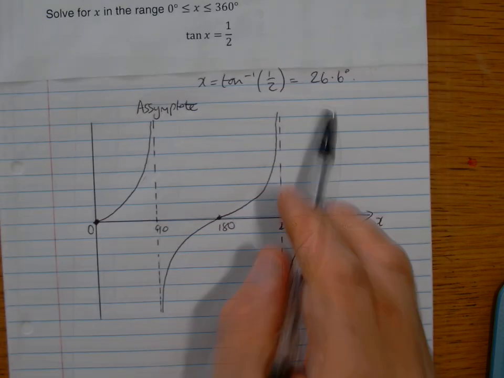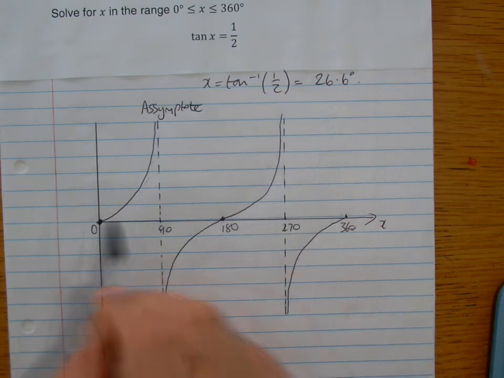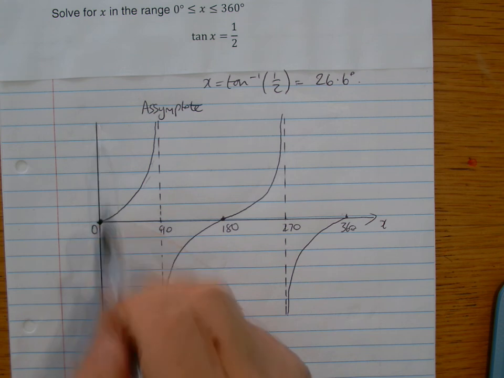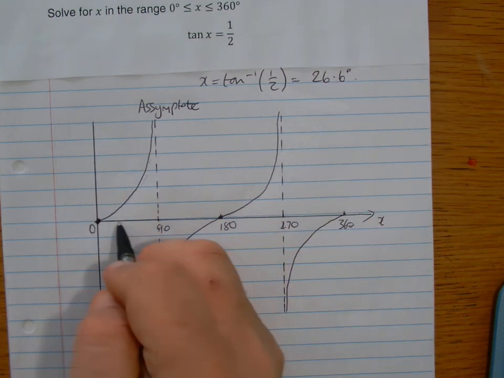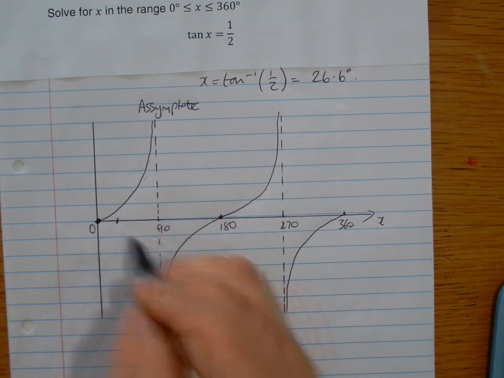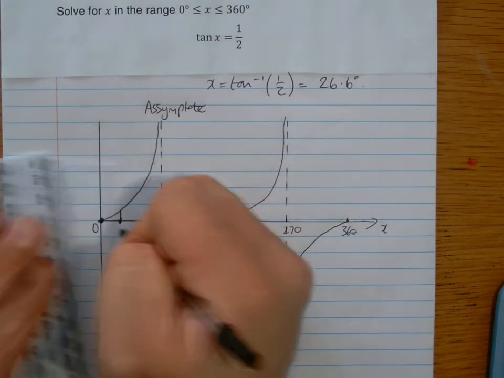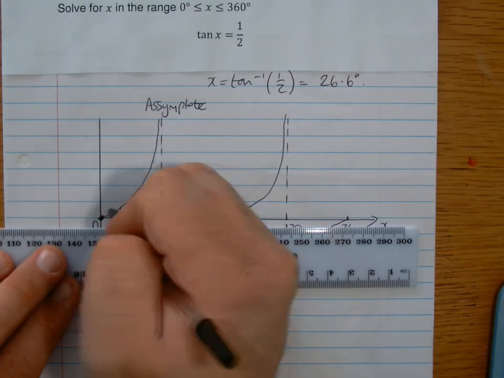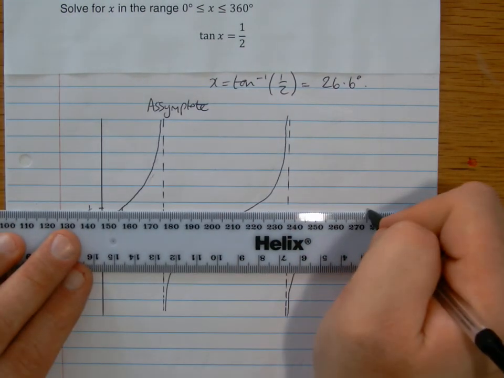So where it's equal to tan a half, the angle is 26.6. Now, I don't know where half is on this scale, but I know roughly where 26.6 is. It's roughly there, isn't it? Maybe about there, say, for instance. So what we can do, 26.6, draw a line up. And then that's where our half is. So our half is going to be about there, roughly.